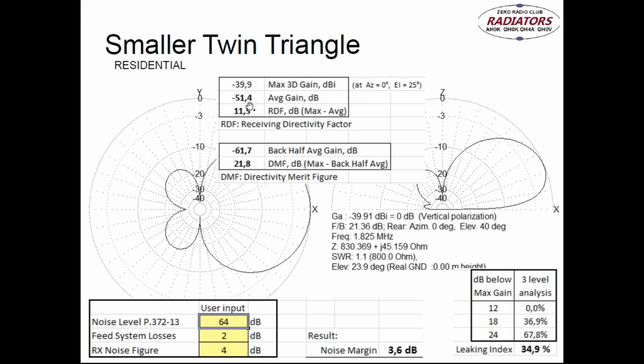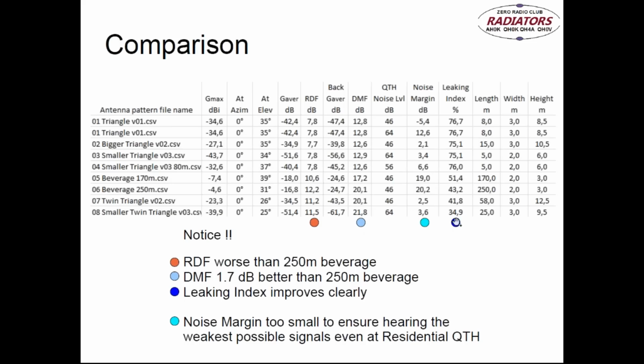Let's see, now this jumped there. So with the smaller twin triangle, we are getting worse numbers for RDF. DMF is 1.7 decibels better than the 250 meter beverage. Leaking index is on a planet of its own. It's like minus 10% in relation to this 250 meter long beverage. And noise margin is positive. So this is not a bad choice.